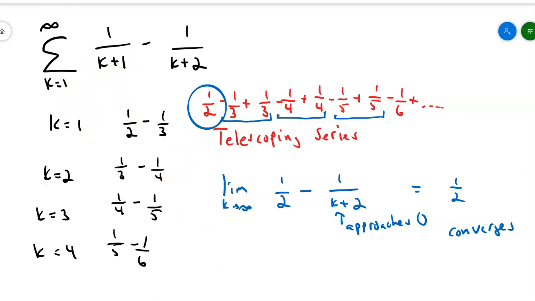So again, it's important to make sure that you pick the right k value here, right? K equals 1, substituted in here, that becomes the very first term. The last term is whatever 1 over k plus 2 is as k approaches infinity. Therefore, this thing converges, and it converges to a half, that same half that's at the very first term.